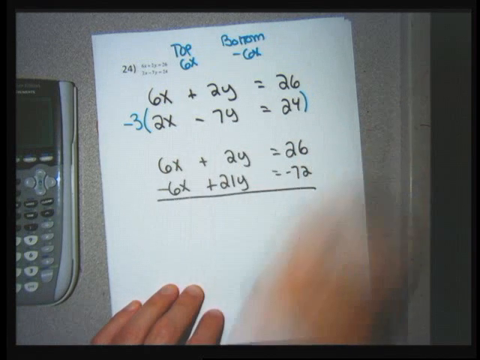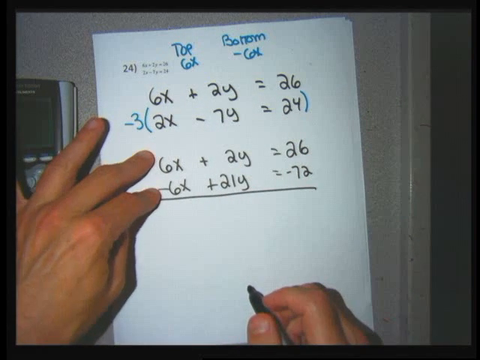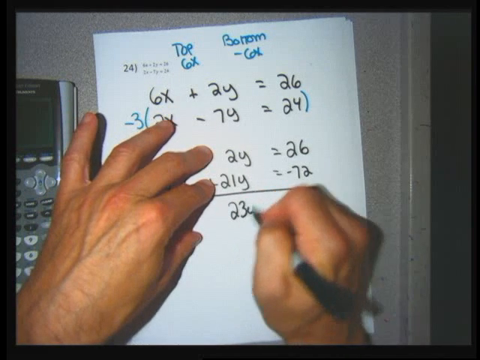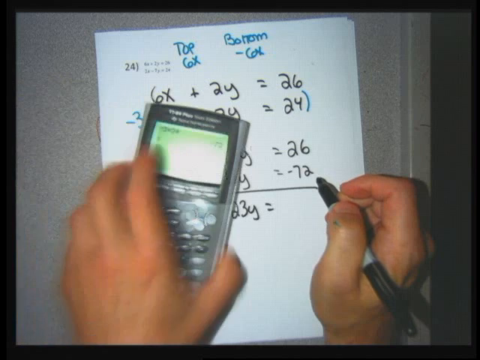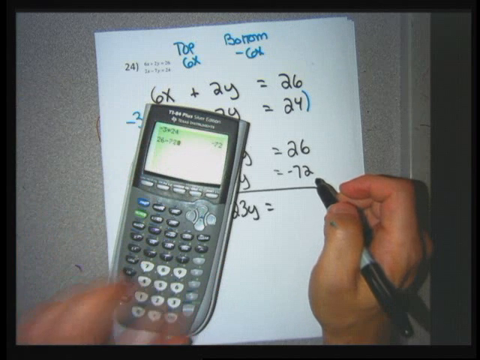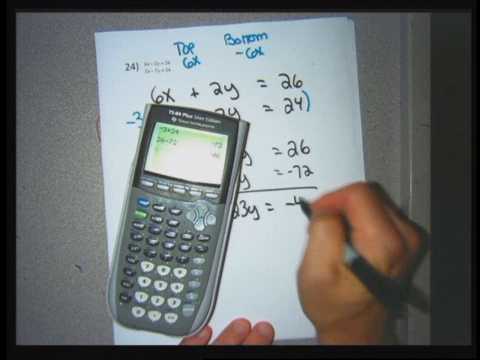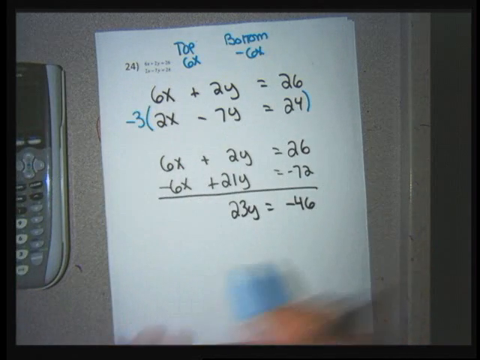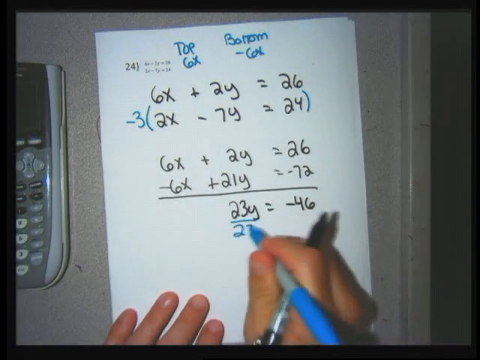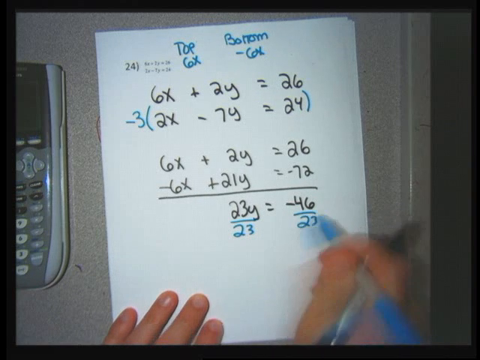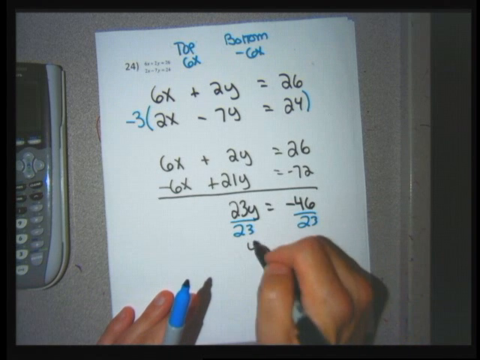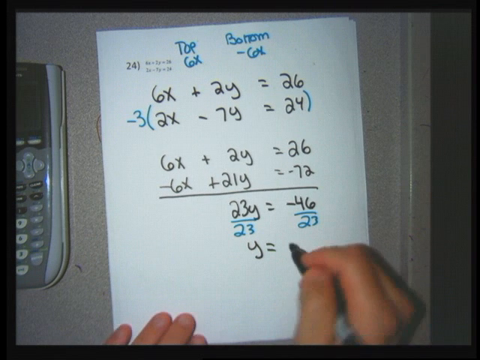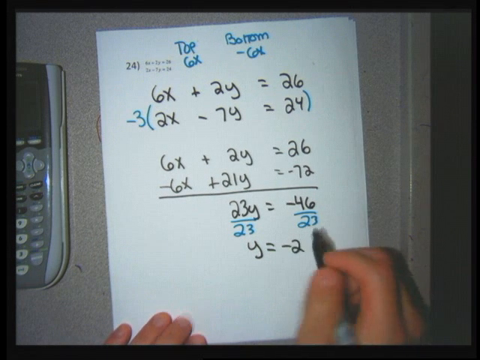Now I'm going to add the equations together, just like I desired. The x's cancel out. 2y and 21y is 23y, and then 26 minus 72, or 26 plus negative 72, is negative 46. So this gives me 23y equals negative 46. I divide both sides by 23, and that I can actually do in my head. The left side, the 23's cancel, I have my y. On the right side, positive divided by negative is a negative, and that's going to give me negative 2.